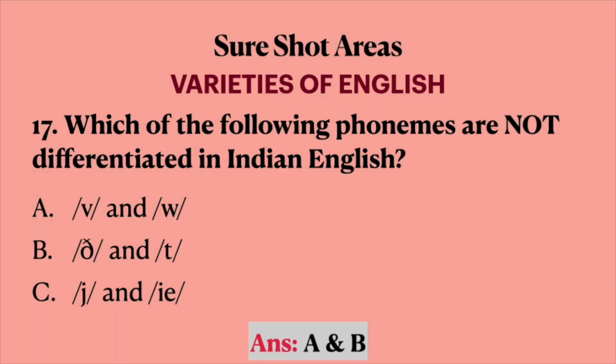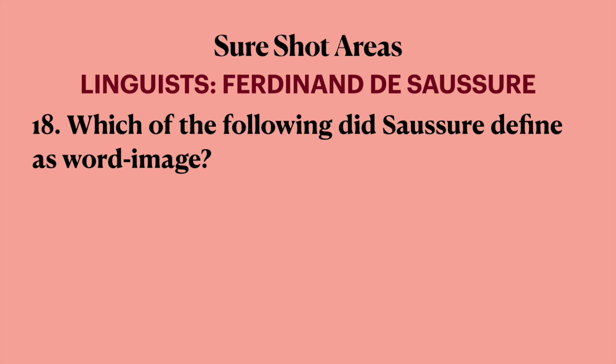When Indians speak, they pronounce "the" and "were" as the same sound. They pronounce "the" and "thee" alike. Instead of "the," they will say "da." This is Indian English. Now, the major linguists, starting from Ferdinand de Saussure.